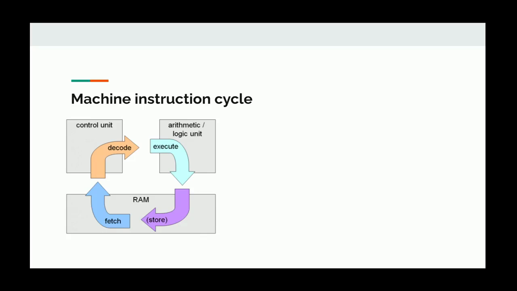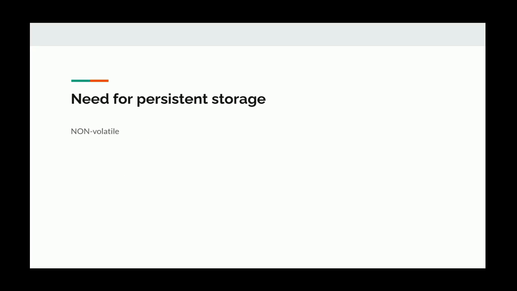Now, this is the machine instruction cycle. In this cycle, we can see that there are three main steps: fetch, decode, and execute. First, fetch happens where data from the RAM is taken into the control unit of the CPU. Then decode is where the data is actually decoded, and then execute is where it is taken into the ALU and executed.